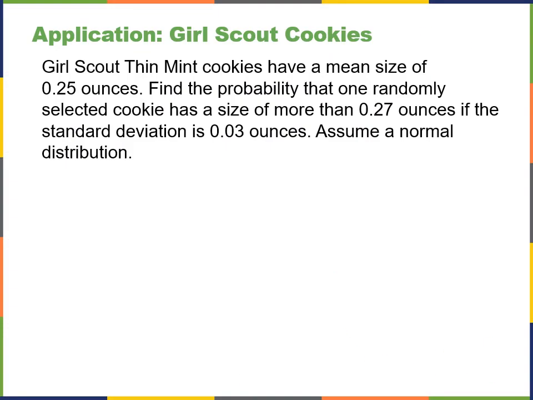This example is a little less serious. Girl Scout Thin Mint cookies have a mean size of 0.25 ounces. Find the probability that one randomly selected cookie has a size of more than 0.27 ounces. If the standard deviation is 0.03 ounces, assume we have a normal distribution. So, key words. The mean is 0.25 ounces. The standard deviation is 0.03 ounces. We have a normal distribution, and we're looking at something to be more than 0.27 ounces.